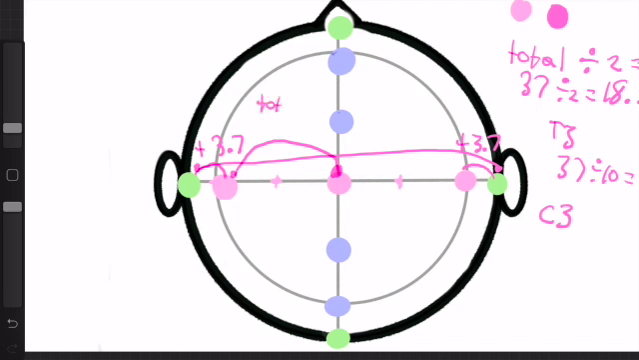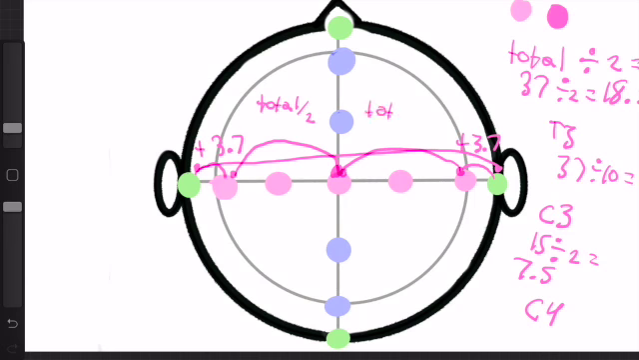Right? So now we're going to find C3. We're going to measure the distance from T3 to CZ and divide that by 2. So I got 15 divided by 2 is 7.5, and you'll do the exact same measurements on the other side to find C4. So we're going to measure T4 to CZ and divide by 2. So we get 15 divided by 2, and we're going to get 7.5 again.